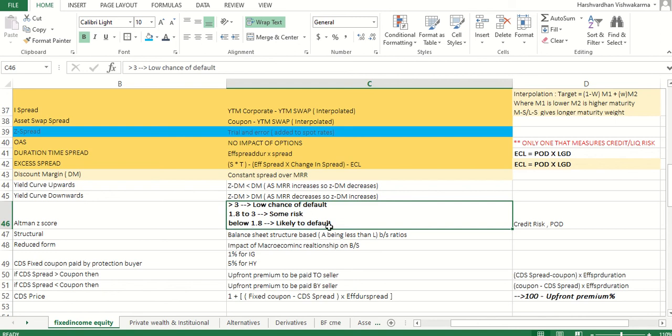Below 1.8 will become non-investment grade. It will become a default grade. Greater than 3 will become the investment grade.